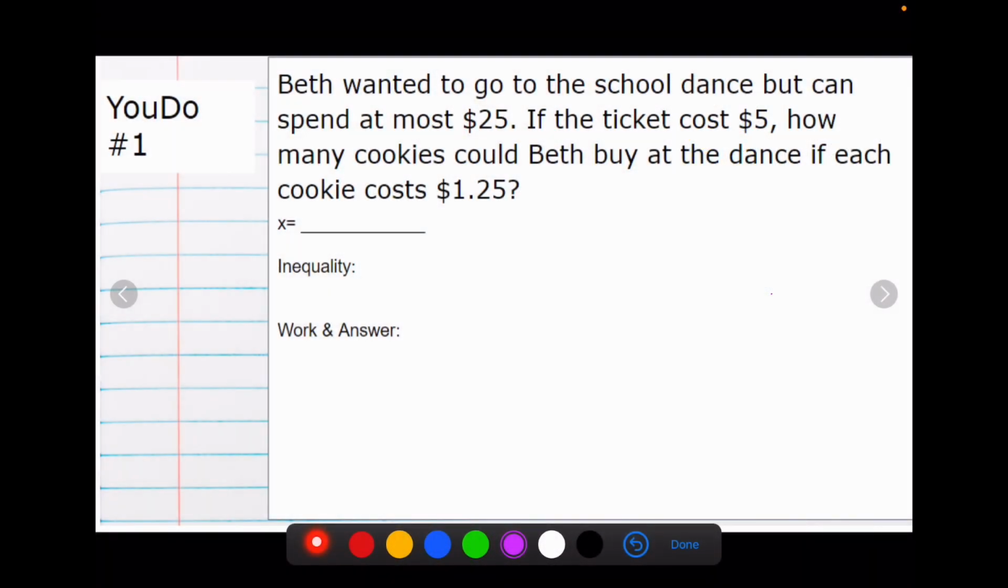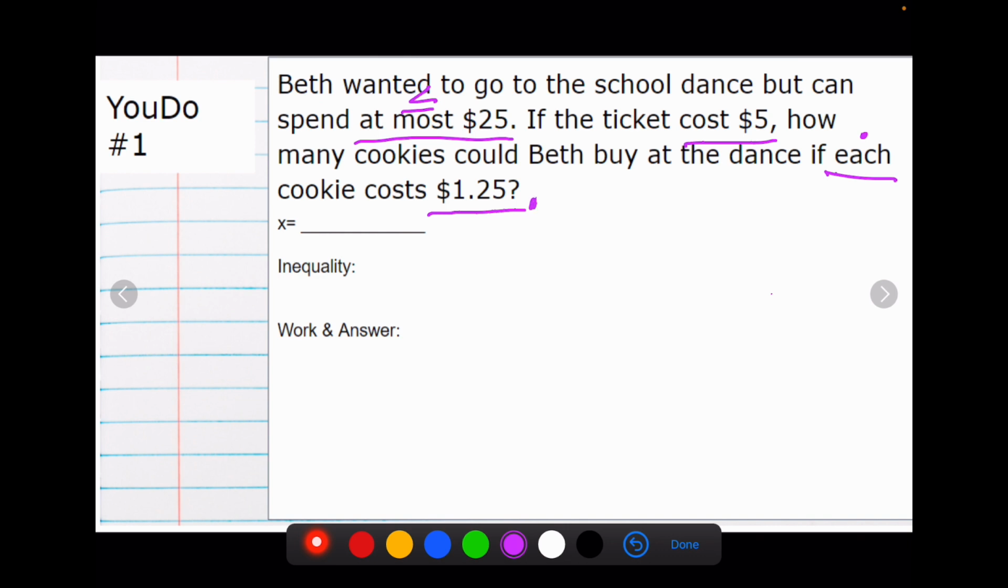Okay, so for you do number 1, we're going to go ahead and look at this problem. Beth wanted to go to school dance, but can spend at most $25. So you need to look at your list. At most. At most means less than or equal to. The ticket cost $5. How many cookies should she buy, or could she buy, if cookies cost $1.25 each? Notice that the word each is here, not here. Usually it's here, but it's not here.